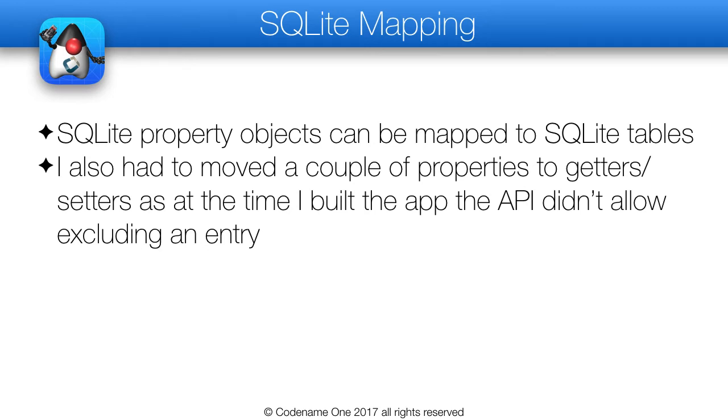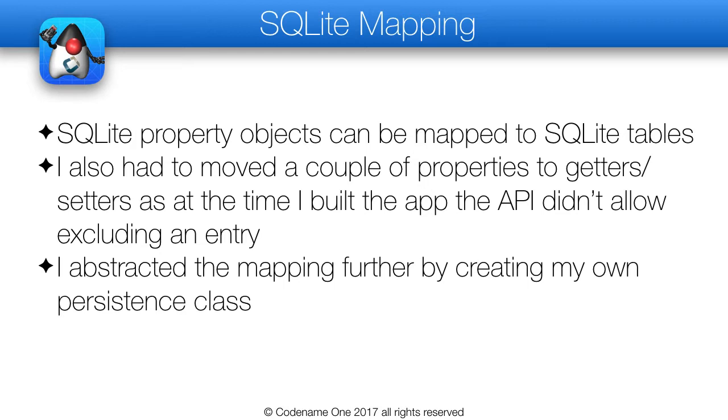In order to get the mapping right, I had to move some properties to getters and setters, as at the time I originally did this code, there was no option to exclude an entry from storage. This is no longer the case, and we can now mark a property for exclusion, but changing that would mean changing all the following modules, and that's not necessarily something I want to do right now.